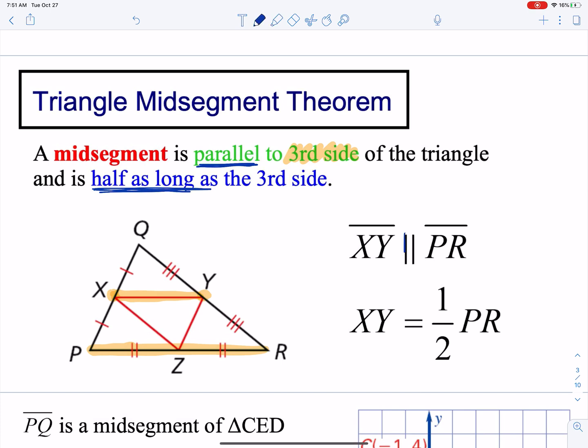It is both parallel to the third side. We could add some markings on the picture. And it is half as long. So for example, if PR had a length of 20, XY would therefore have a length of 10.